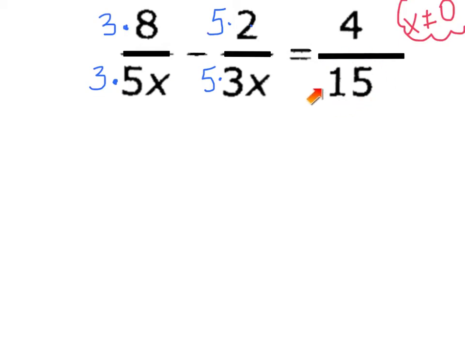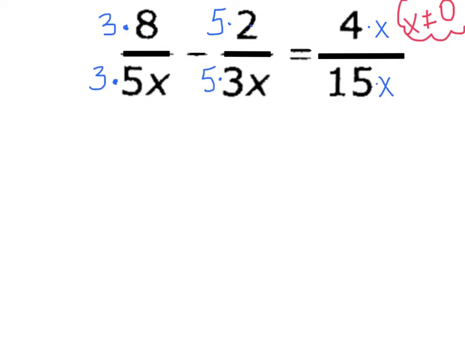Now let's look at the last fraction over here. We need it to be the same as both of these. This one is 15x. This one is 15x. What do we need to multiply this one by so that it will be the same? X, exactly. So multiply top and bottom of this one by x.